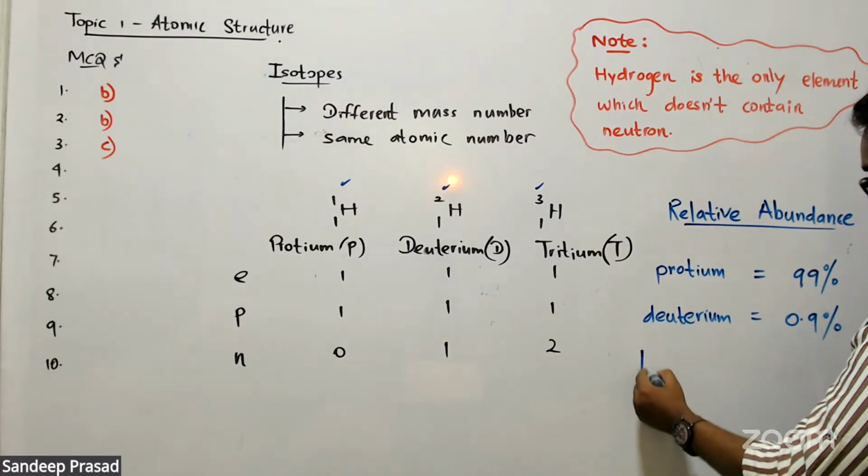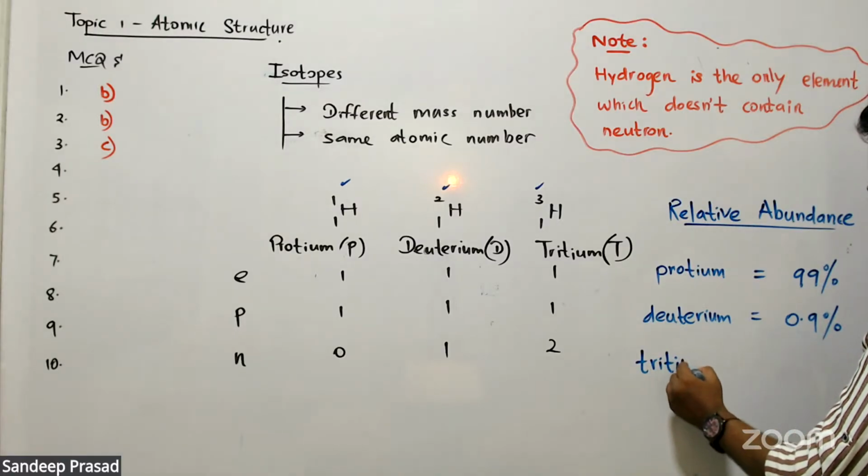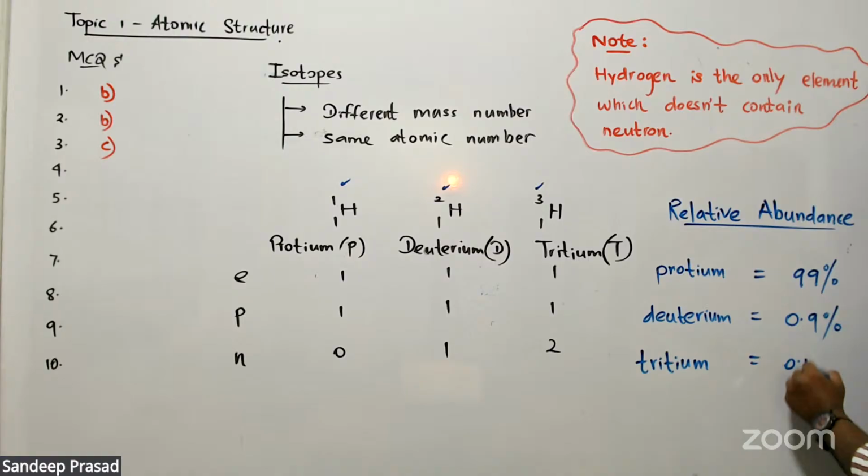Okay. Protium's relative abundance is 99%, deuterium's relative abundance is 0.9%, and tritium's is 0.1%. Understood? So relative abundance means availability.